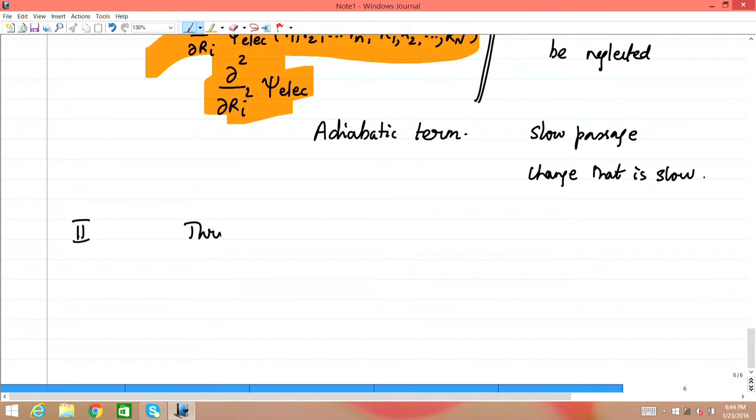Throw away dou by dou Ri psi electronic and dou square by dou Ri square psi electronic. What does this do? This does something beautiful. Let us see what that is.